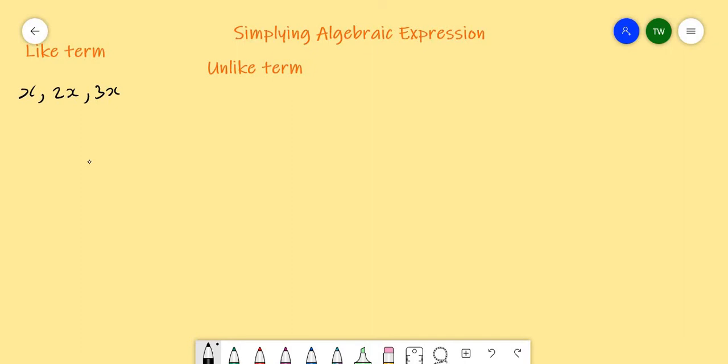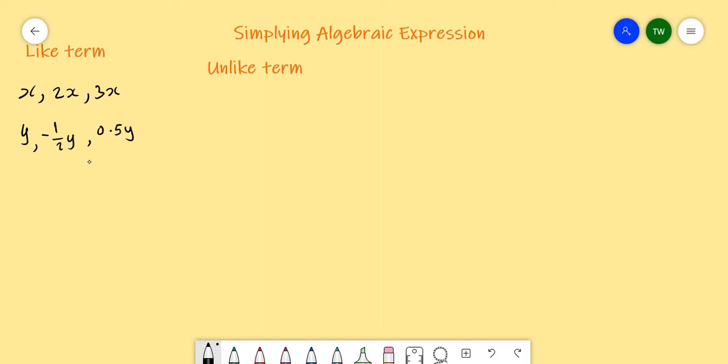Let's say you are given y, minus a half y, and 0.5y. Then these are also examples of like terms. Again, they have the same variable, which is y. And the degree of the power of the variable is the same, which is 1. So therefore, they are like terms.